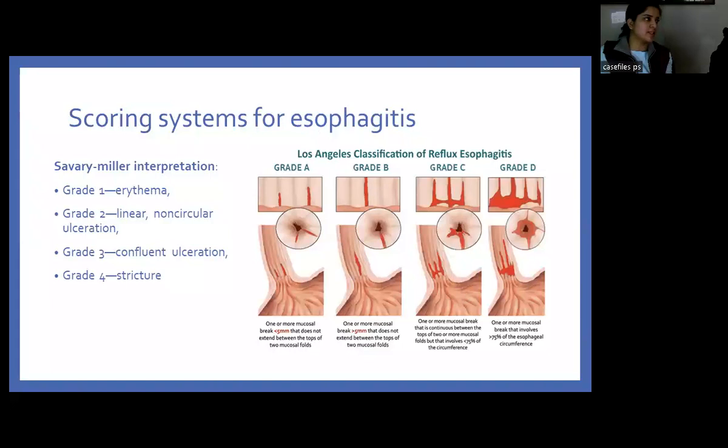The more commonly used classification system is the Los Angeles classification of reflux esophagitis, in which esophagitis has been graded into 4 categories, grade A, B, C, D. In A, there are mucosal breaks of less than 5 mm. More than 1 break can be there. However, they are not meeting at their junction.